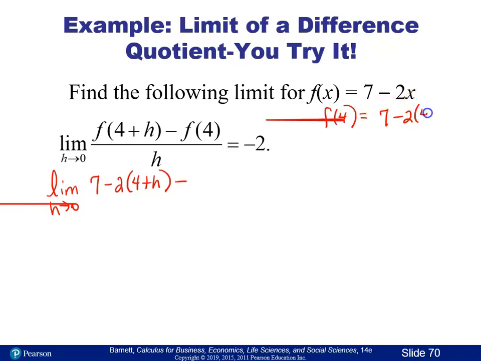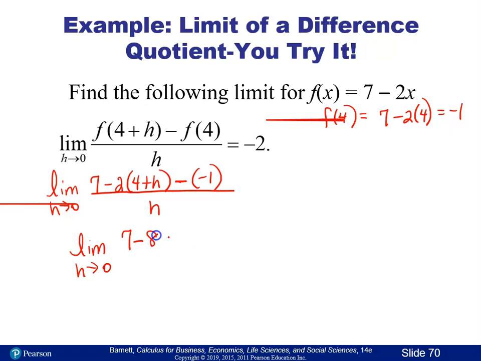7 minus 2 times 4 would be -1. So I get one minus from the difference quotient itself, and I get another minus from the fact that this is -1, and that's all over h. Okay, we haven't taken the limit, so keep dragging the notation along. I'm going to distribute here, so 7 minus 8 minus 2h plus 1 over h. Okay, 7 and 1 will give me 8 and a -8, so all those cancel.